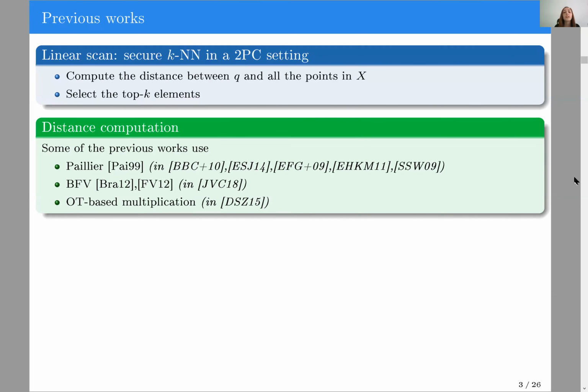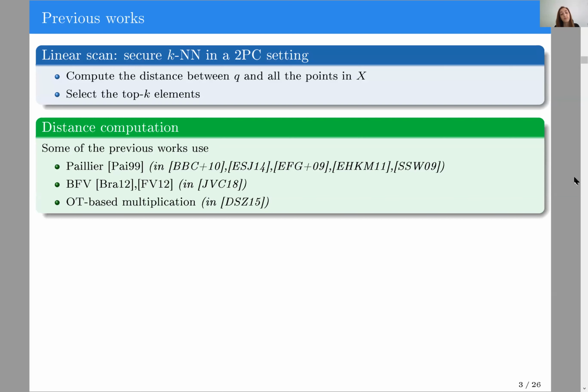In general, the distance computation is done in different ways. We have solutions that use the Paillier cryptosystem, proposed by Pascal Paillier in 1999, which is an additive homomorphic encryption scheme. Some other solutions use a fully homomorphic encryption scheme, such as BFV, which is a scheme proposed by Brakerski and Fan and Vercauteren in 2012. And others use OT-based multiplication.